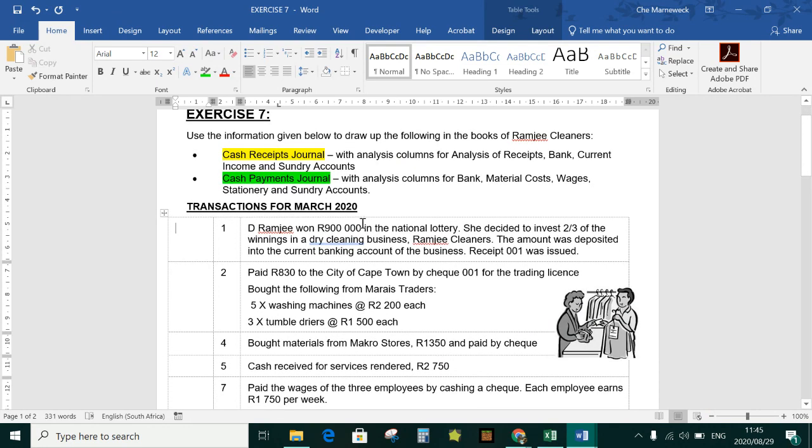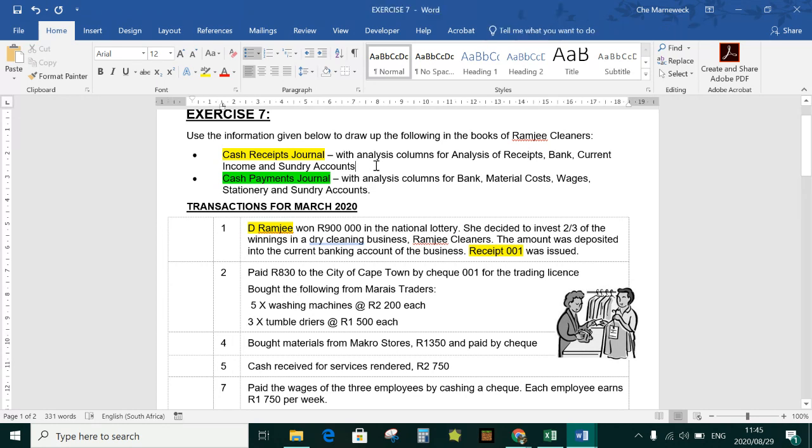So if we look at our very first transaction, D. Rumg won 900,000 in the national lottery. She decided to invest 2/3 of the winnings in a dry cleaning business, Rumg Cleaners. The amount was deposited into the current bank account of the business, receipt 001 issued. Now, number one, we've got a clue over here. We are issuing a receipt because we are receiving money. We are also seeing that somebody called D. Rumg, who is starting a business called Rumg Cleaners, and they're depositing money into the business.